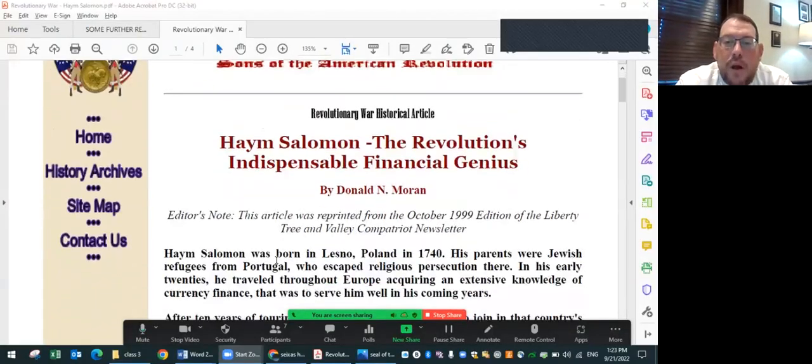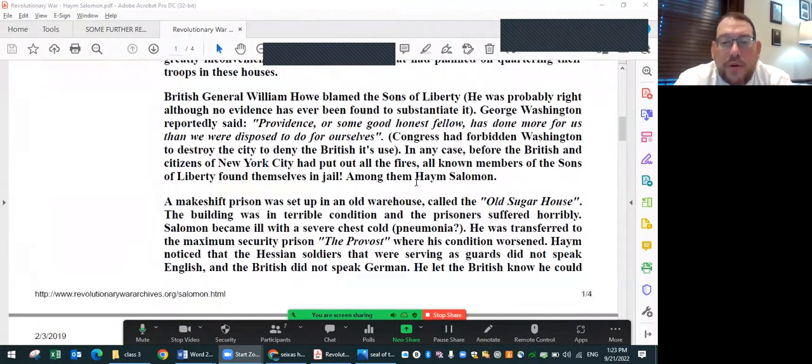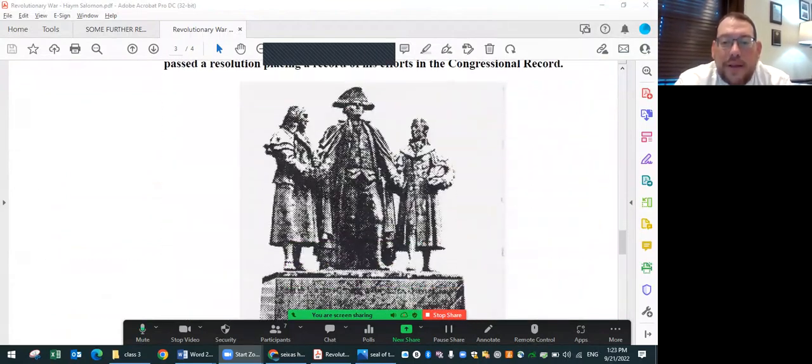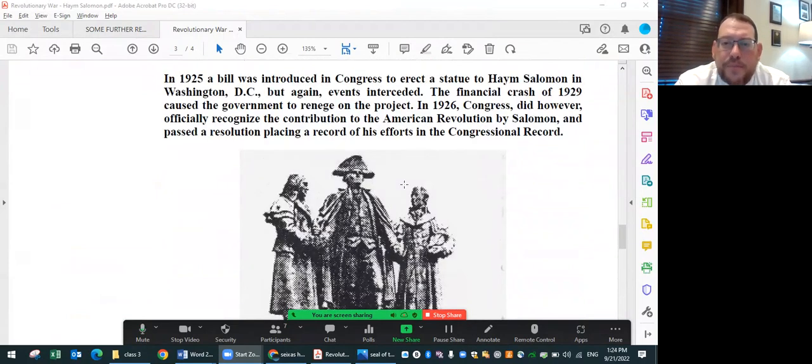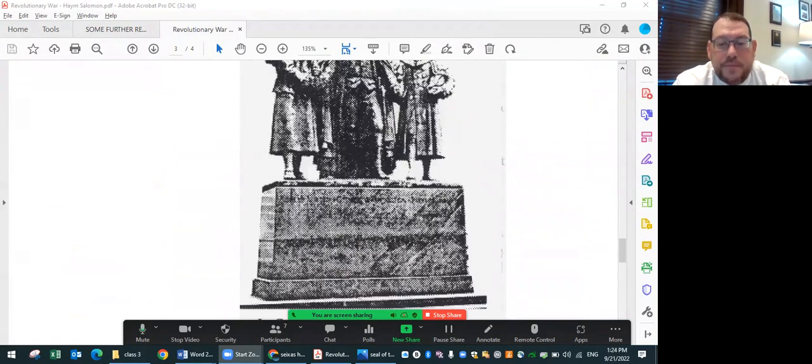Okay, here it is. Here's an article. He called him the revolution's indispensable financial genius. Whether he's a genius or not, this is the famous statue. It's George Washington with Robert Morris, who was also the Secretary of Finance in the war, and Haim Salomon. There is a legend, whether it's true or not, that he financed the Battle of Yorktown, but it's irrelevant. The point is that the legend exists, which means that in people's eyes, he was the financier. It's just interesting.